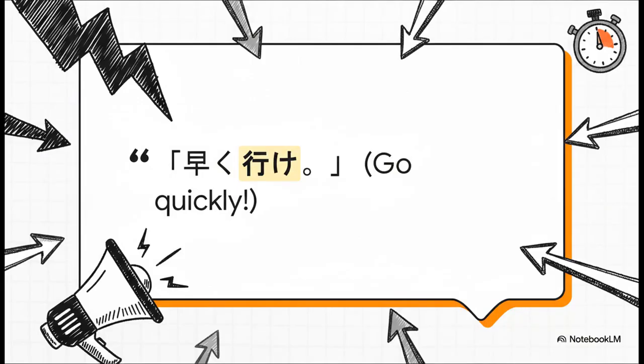Look at this example. 早く行け. Go quickly. See the difference? There's no if, there's no then, there's no ba. It's just a raw, direct command. It's blunt, and it's used when you need to give an order. Same word, but a completely different intention.